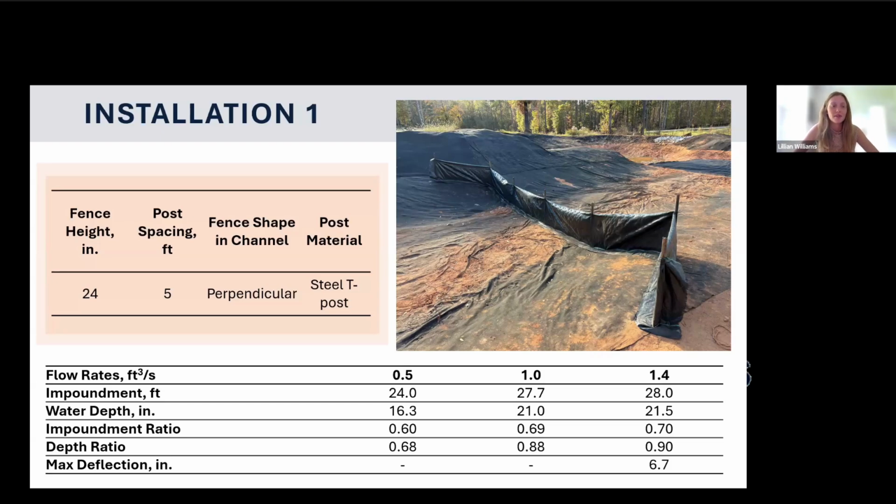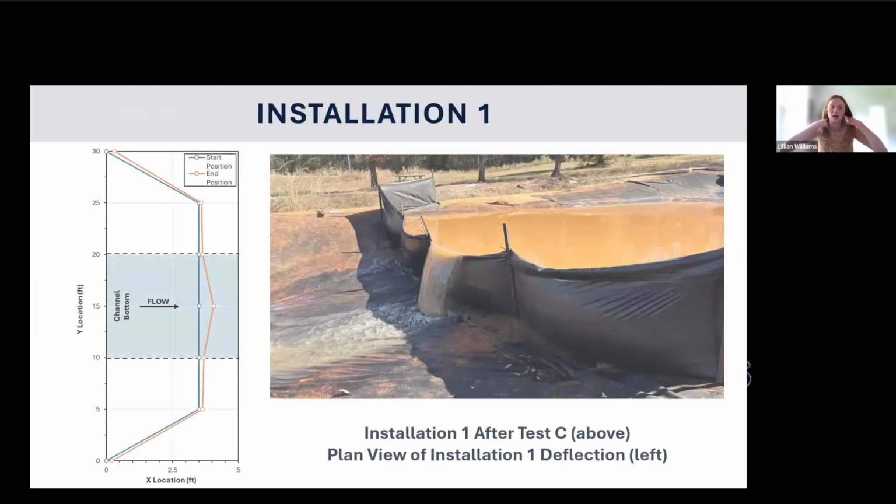But the depth ratio and the impoundment ratio were based off of theoretical and then actual. So we put the actual over the theoretical. If it was a ratio of under 1, that means it did not perform as we thought it would, or not as much as we thought. If it was 1, then it met the theoretical expectations, and if it was over 1, then it exceeded the theoretical expectations. And then the max deflection was based off of the post.